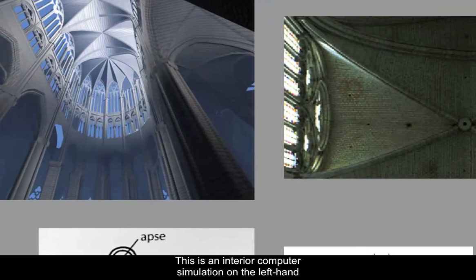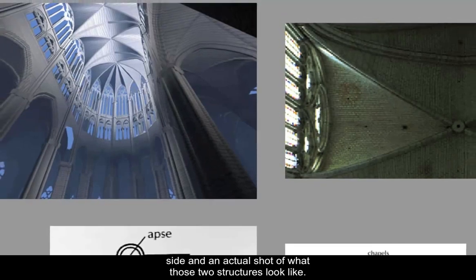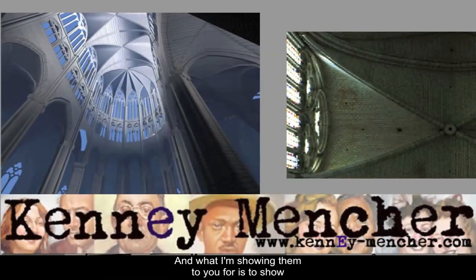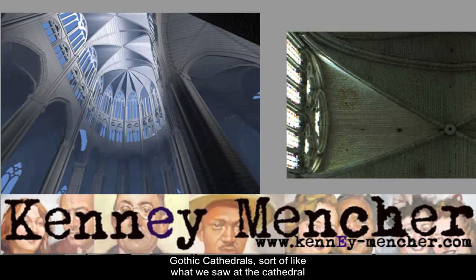This is an interior computer simulation on the left-hand side and an actual shot of what those 2 structures look like. And what I'm showing them to you for is to show you, first of all, look at how tall the windows are on the clerestory that's at the very top of the building. And part of this is that they decide that they're going to build super tall, and they use pointed arches inside Gothic cathedrals, sort of like what we saw in the cathedral in Pisa. The cross groin vaults that are augmented by this ribbing are extremely strong, and you can see this sort of herringbone pattern of bricks that are run in the top.